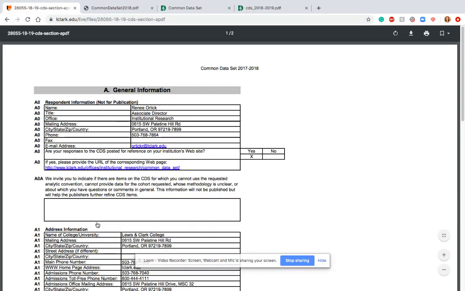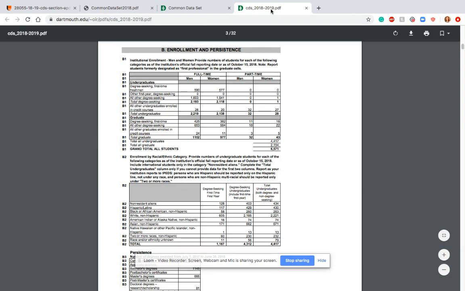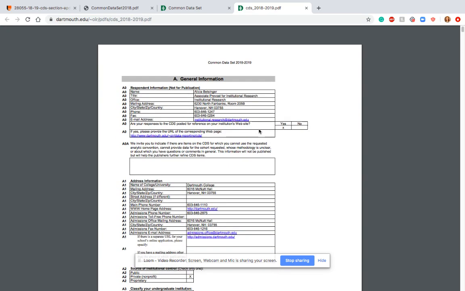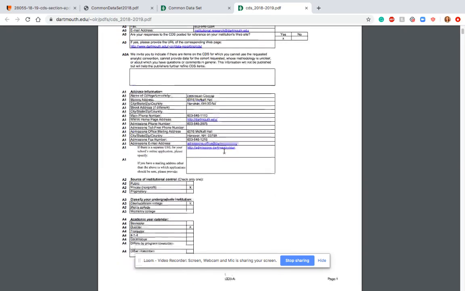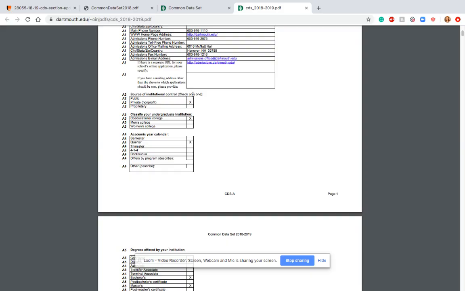So I have Lewis and Clark here, which is a small school in Portland, Oregon, Clemson University in South Carolina, and Dartmouth. So let's just start with Dartmouth so we can get a sense of things. So first thing you need to know, general information. Where it is. Okay, great. In case you haven't been there, Dartmouth is in New Hampshire. It is a private school.